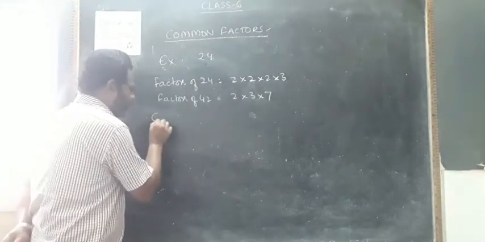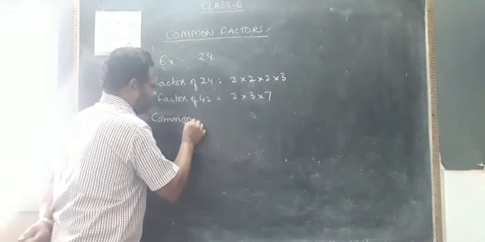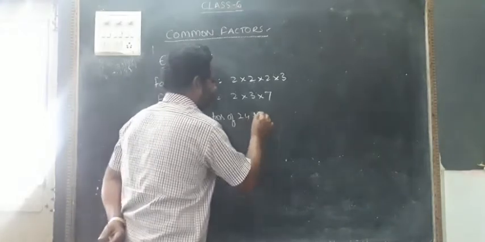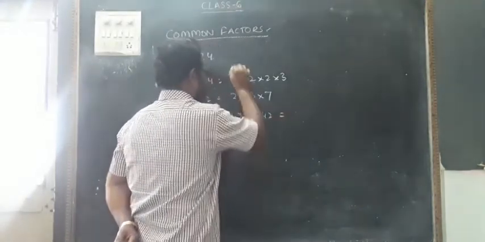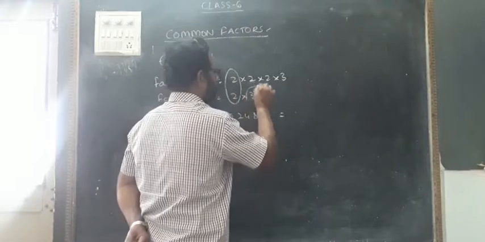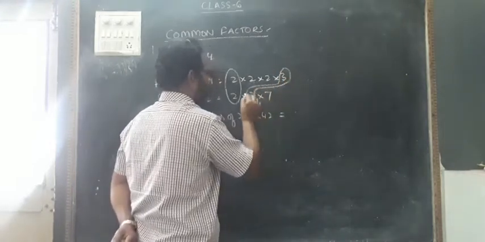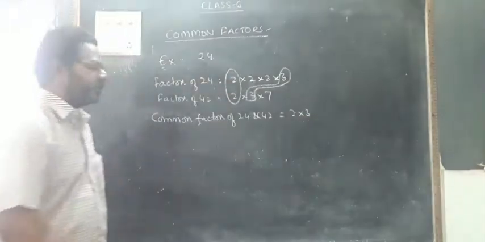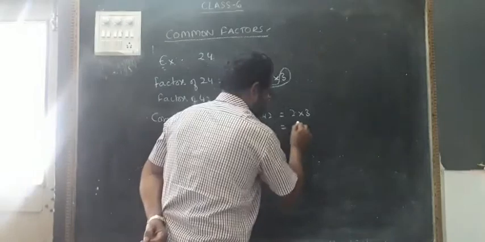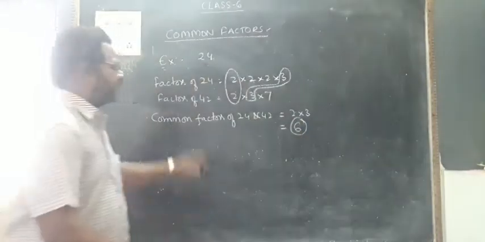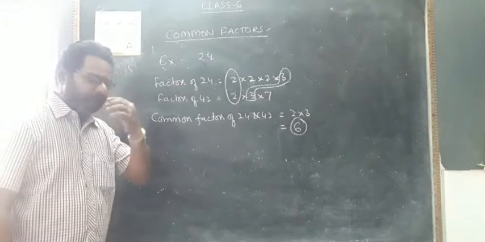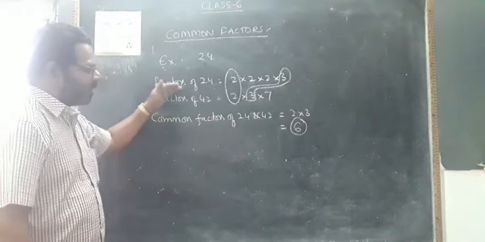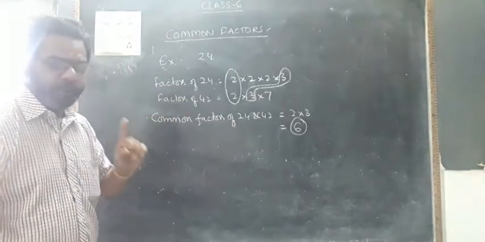Okay. In these, the common factors of 24 and 42 are: 2 is common and 3 is common. So this is equal to 2 into 3. It is nothing but 2 and 3 are the common factors. 2 3s are 6 is the common factor for these two numbers. Okay. In the prime factorization, we found the factors of 24 and 42. These are the common prime factors. We have to remember prime factors.